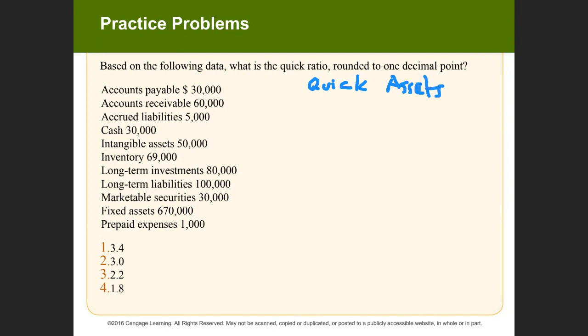I hate the way this writes. Divided by current. Wow, that's terrible. Liabilities.